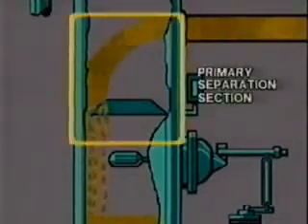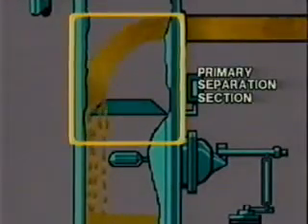The primary separation section removes the bulk of the liquid in the inlet stream. First, slugs and large liquid particles are removed to minimize gas turbulence and re-entrainment of liquid particles. To do this, the velocity and direction of flow is changed.